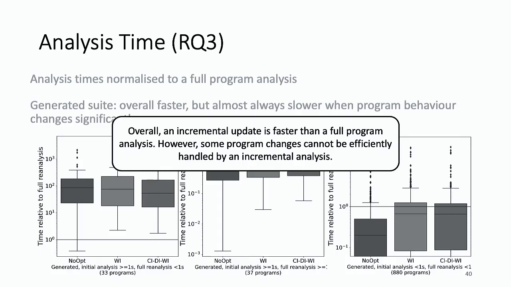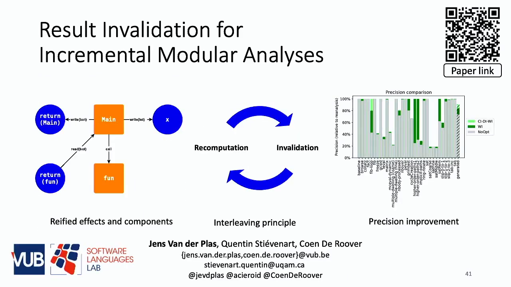So to sum up, we have introduced 3 techniques to improve the precision of our previous incrementalization strategy for effective modular analysis. And we make use of reified components and dependencies, and of course our interleaving principle to invalidate results. Overall, we see a precision improvement, and we are faster than a full program analysis. So that's it. Thank you for listening.